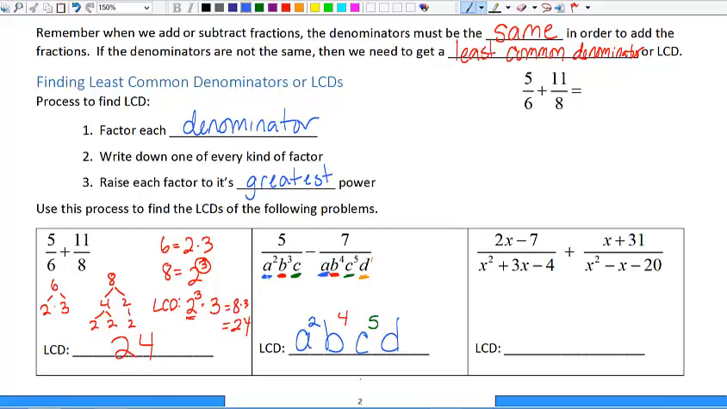So the first denominator says you have to have at least 2 a's. Check, I have at least 2 a's. It says I have to have at least 3 b's. Yep, I have 3 b's and more.